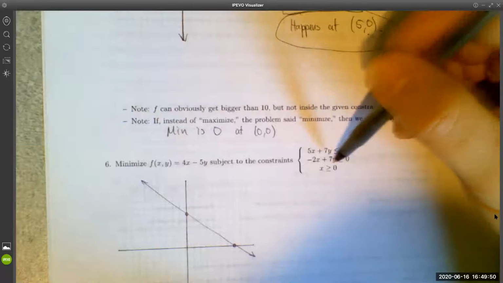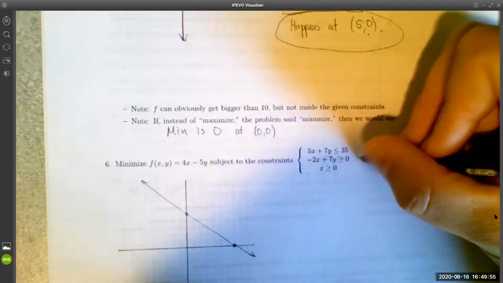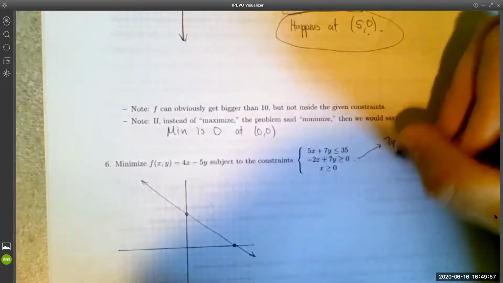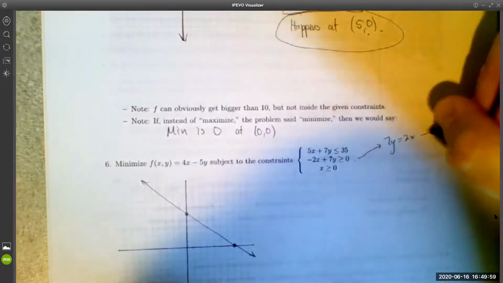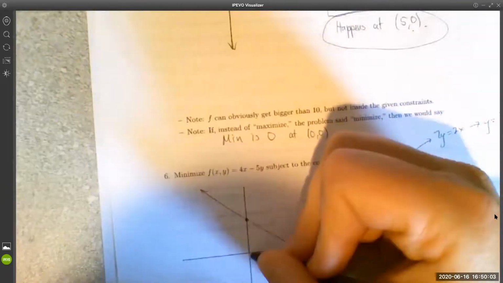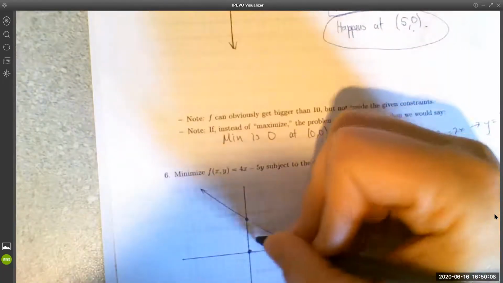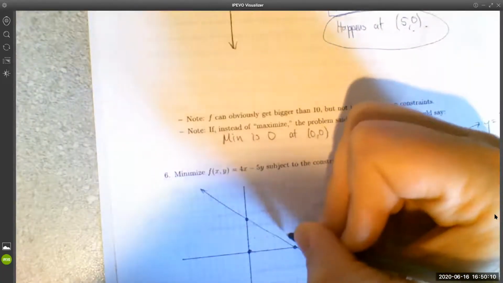For the second one, I think I'm not going to use intercepts. I think I'm just going to put it in y equals mx plus b form. So I would get 7y equals 2x. So y equals 2/7 x. So my y-intercept is 0. And my slope is 2/7, up 2 over 7.